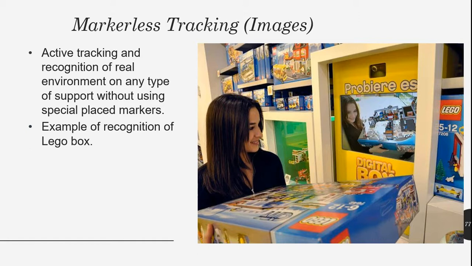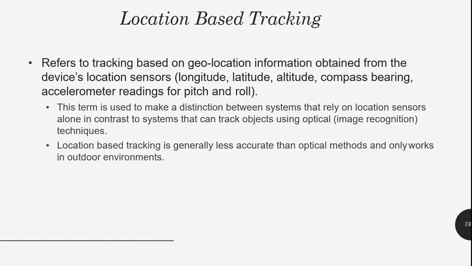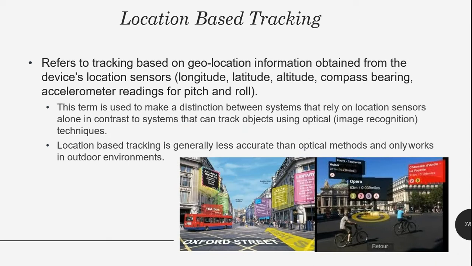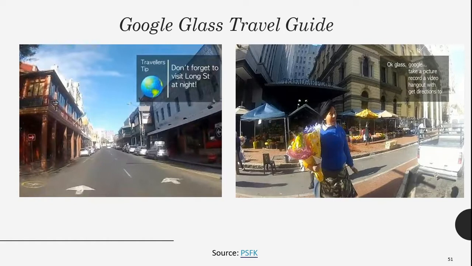Next, let's cover location-based augmented reality, also referred to as tracking based on geolocation information obtained from the device's location sensor. The best example is the Google Glass travel guide, where everything is augmented in the glass itself, helping us to know the direction. Also, a new feature has been added by Google Maps, wherein they have introduced AR, which will help in direction.